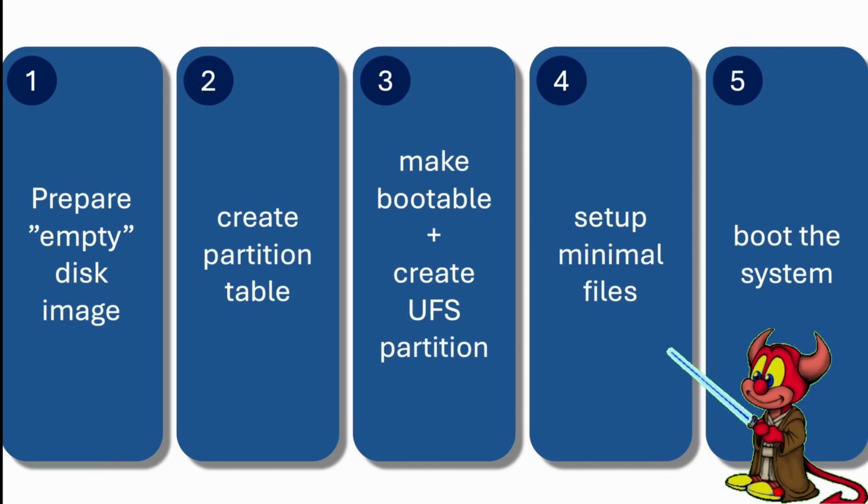We are going to create a machine in the following steps. First, we're going to prepare an empty disk, just bare bones, full of zeros. We're going to create a partition table. We're going to make the disk bootable and also create the UFS partition where our main system is going to live, copy and set up minimal files to boot the system up, and finally boot the system.